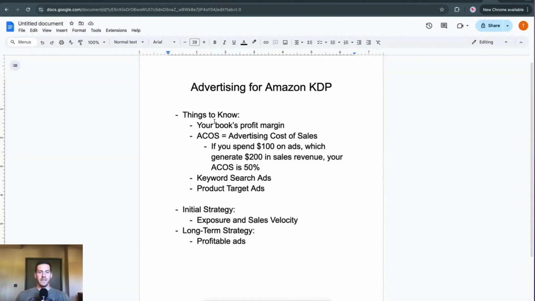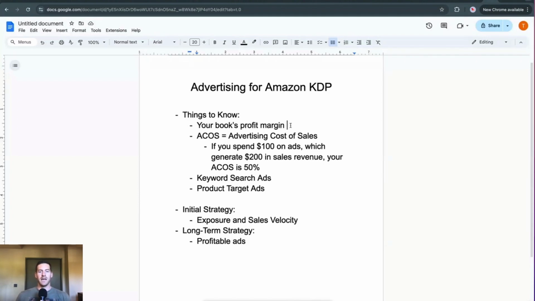So before we dive into my ad account, I do want you to know a couple things. In order to make an educated decision about how much to spend on your ads, and in order to determine how your ads are performing, you're going to need to know your book's profit margin. After you've published your book, you should know exactly how much royalties you're collecting per sale, and you need to divide that by the sales price of the book to get your margin.